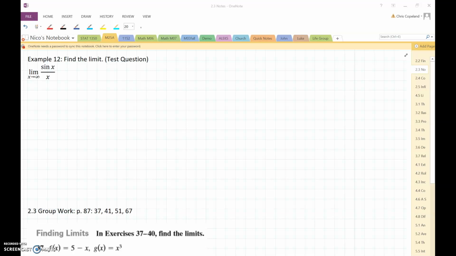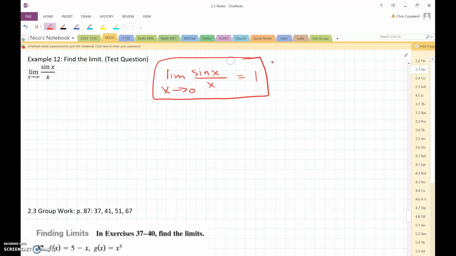Alright, example 12. Find the limit of sine of x over x as x approaches infinity. This problem is different from the problem of sine of x all over x as x approaches 0. We know this is equal to 1, right? And we were able to prove that by going through the proof of the squeeze theorem. This is also a squeeze theorem proof, and this one you will have to prove on the next test.